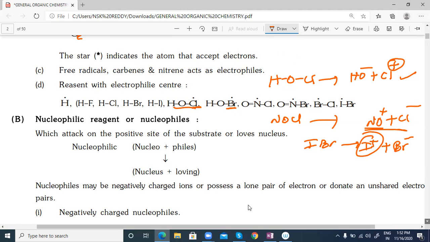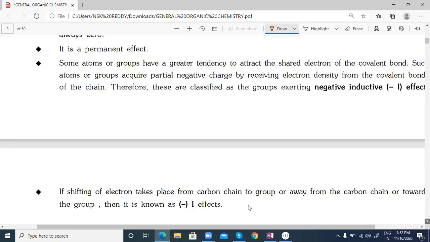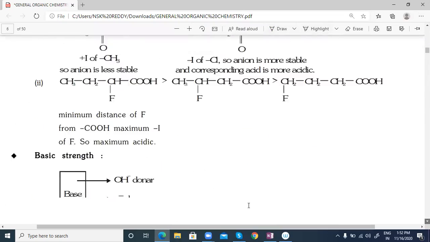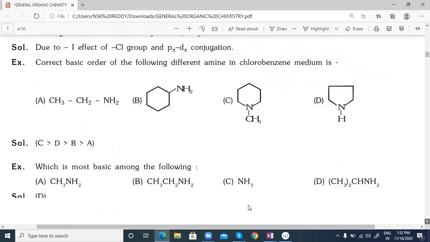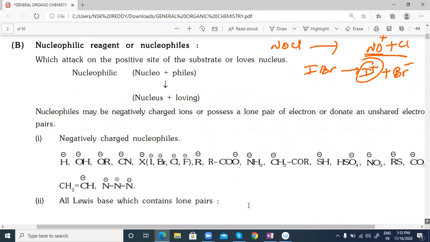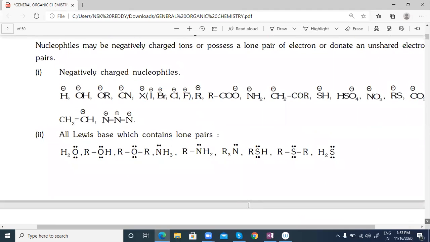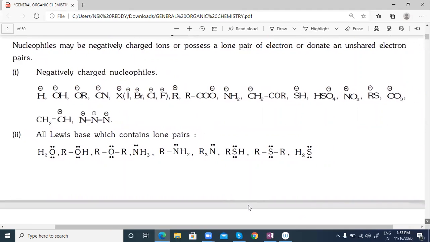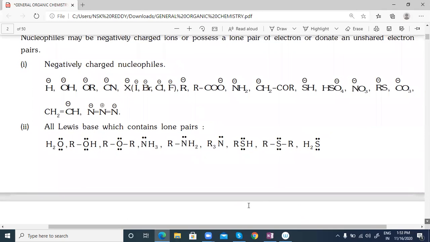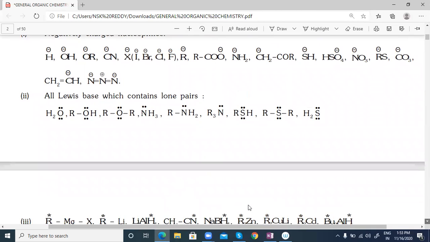Nucleophile means which can attack a positive charge, meaning they are electron rich. I think you know that point, already discussed very clearly. Nucleophile means nucleus loving, negatively charged. We can find H minus, OH minus, all these are in the list. Wherever negative charge is there, those are nucleophiles. And species which have a lone pair of electrons can also act as nucleophiles.